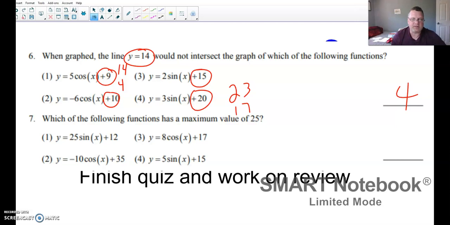Which of the following functions has a maximum value of 25? Okay, again, 12 plus 25, 37, doesn't work. 35 plus 10 is 45. Don't let that negative in front of the 10 screw you up, okay? 17 plus 5, 25, there it is. And 15 plus 5 is only 20, so choice 3, okay?